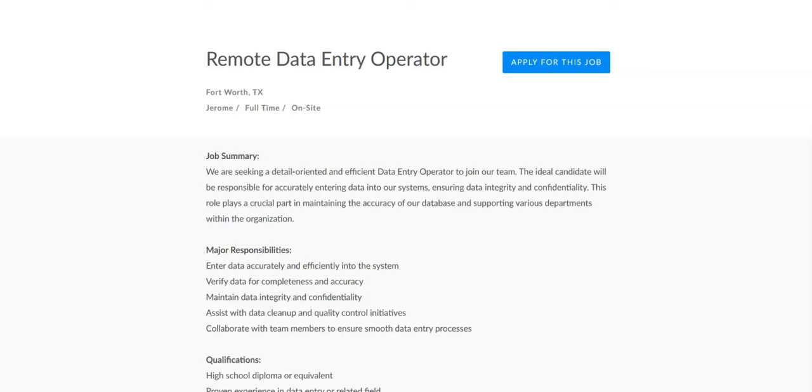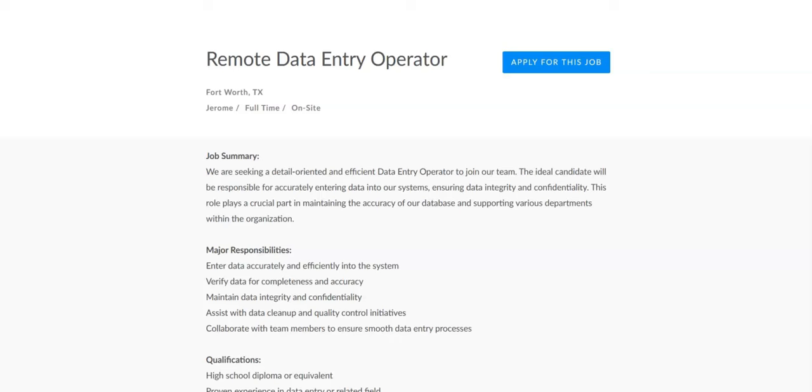Regarding the qualifications for this job, you must have a high school diploma or something equivalent to that. You must have proven experience in data entry or a related field. You must have strong attention to detail and accuracy. You must be proficient in Microsoft Office Suite, and you must be able to work independently and as part of a team. Regarding the skills requirement for this job, they want you to have excellent typing skills.